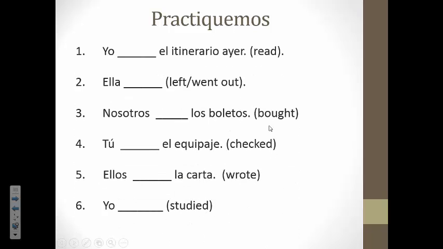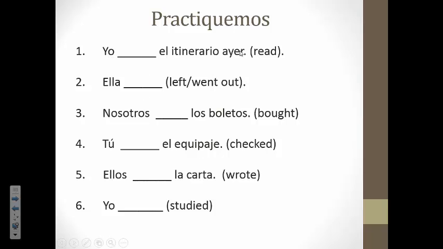Okay, now let's do some practice. Here I have 6 sentences for you. I would like for you to pause the video after we do number 1 and work through these conjugations in the preterite. You will have to be familiar with the verbs in Spanish because I've only provided you with the English. We'll go ahead and do number 1 together.